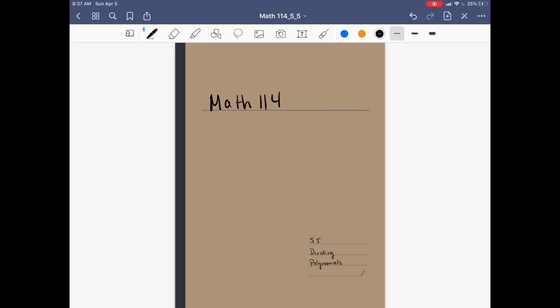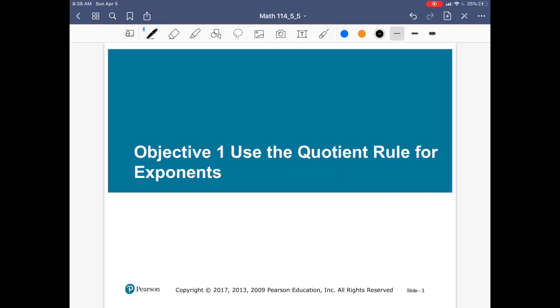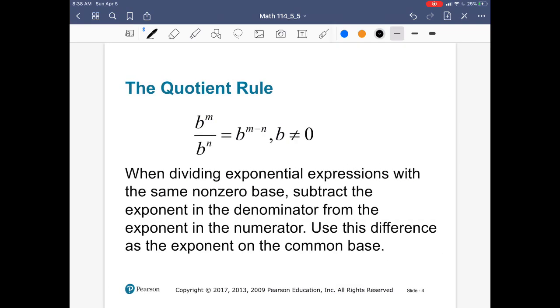So this is Math 114, 5.5, dividing polynomials. Objective 1, use the quotient rule for exponents. The quotient rule states, when dividing exponential expressions with the same non-zero base, subtract the exponents in the denominator from the exponents in the numerator. Use this difference as the exponent on the common base.